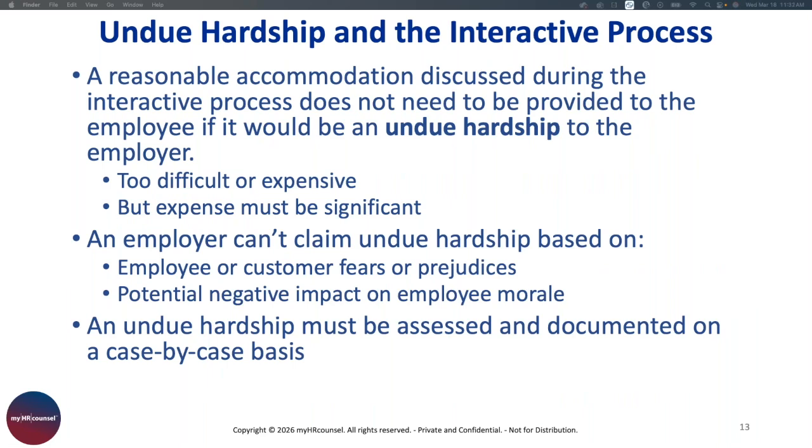If you're looking at expense or difficulty creating an undue hardship and using that as a reason to potentially deny a reasonable accommodation request, understand that that expense or difficulty has to be significant in order to claim undue hardship as an employer. It can't be a small amount of money. It can't be a low level of difficulty. It's got to be significant under the law.